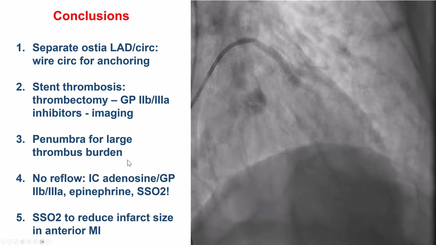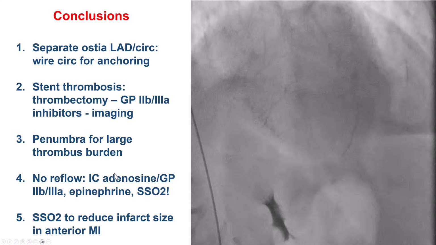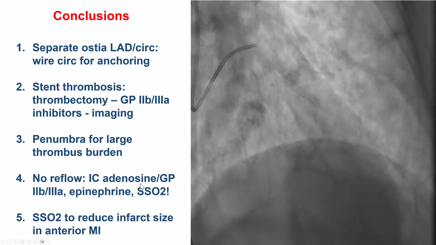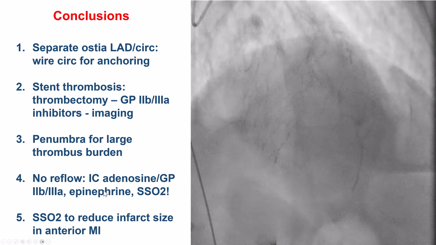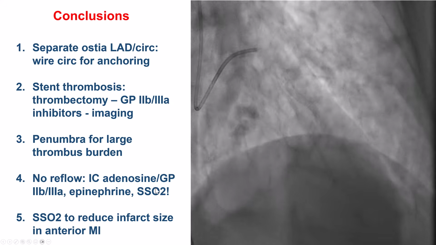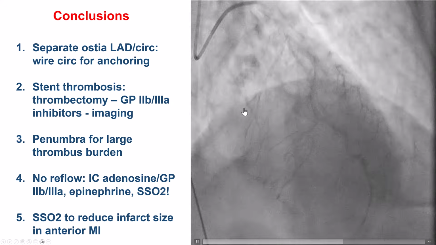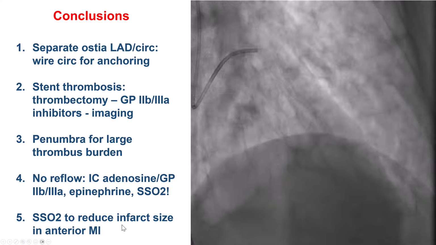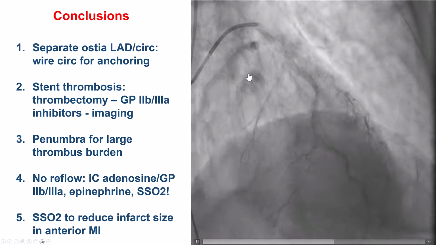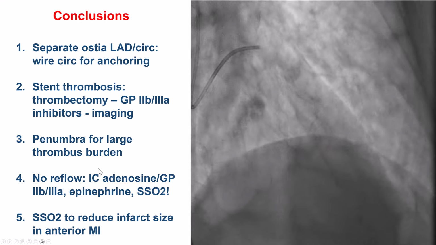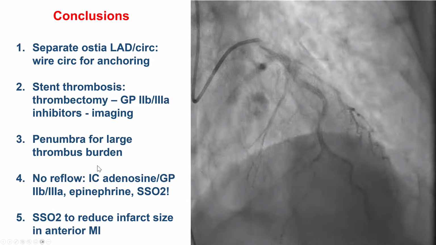Despite all that, we still had no-reflow, poor flow in the LAD. We did give intracoronary vasodilators. We gave 2b3a inhibitors. We did not give epinephrine, but then eventually using supersaturated oxygen helped resolve the no-reflow. And finally, in anterior myocardial infarction, supersaturated oxygen may reduce the infarct size.